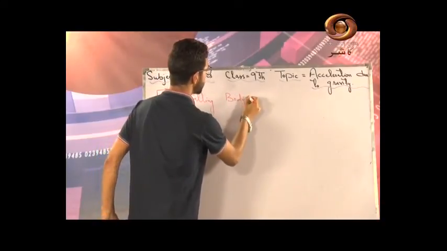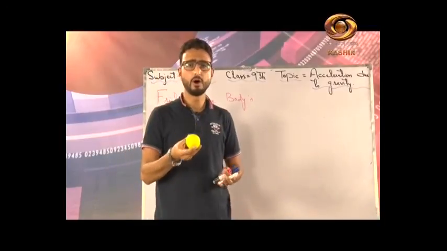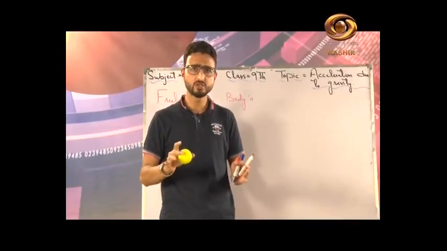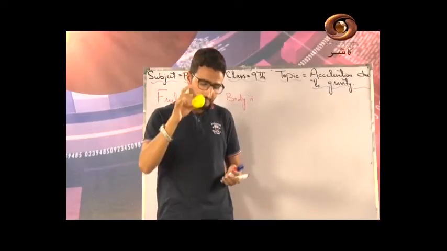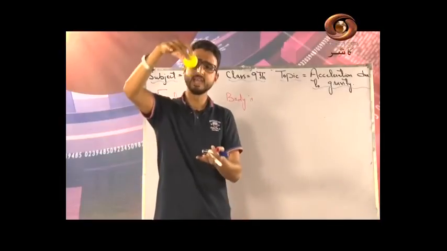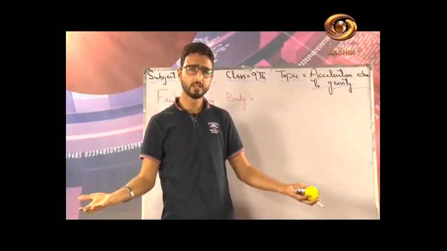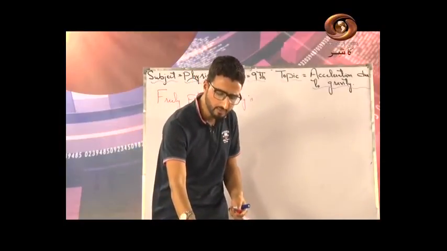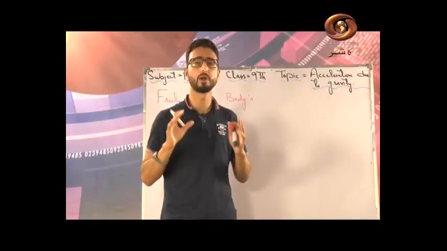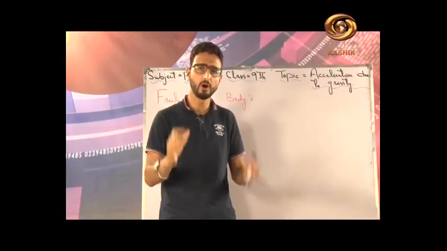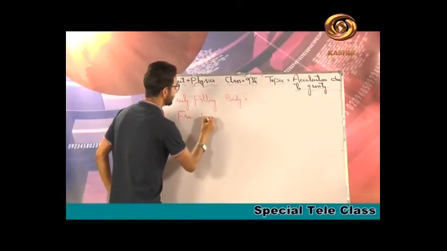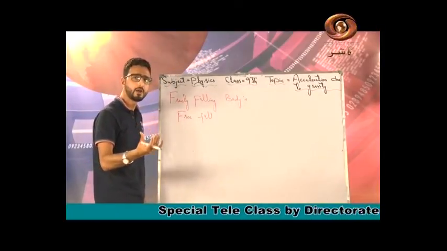So if I consider a body like this, if I have a ball here, if I throw it upwards or downwards, or if I release it from rest under the effect of gravity alone, this body is called a freely falling body, because the only force acting on this body is the gravitational force. So a body thrown upwards or downwards or simply released from rest is called a freely falling body. And this phenomenon in physics is called free fall. So you understood the concept of freely falling body and free fall.